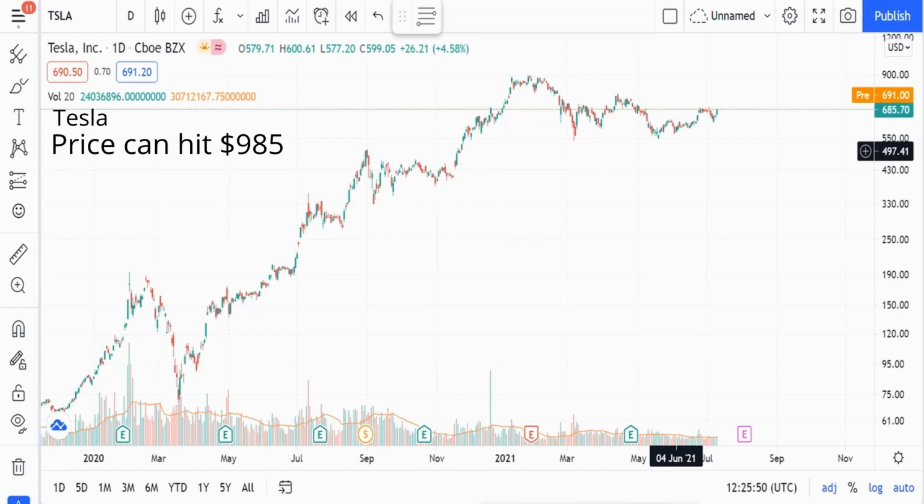If you want to understand this particular chart and also see how it's possible for you to earn money from this particular chart, stay tuned and we're going to discuss in detail in this video.